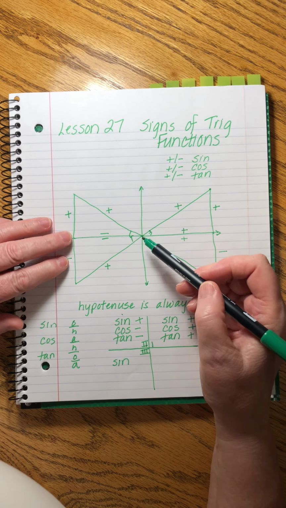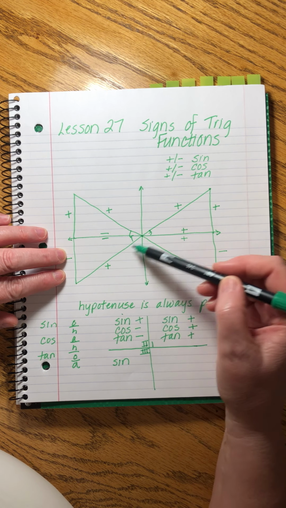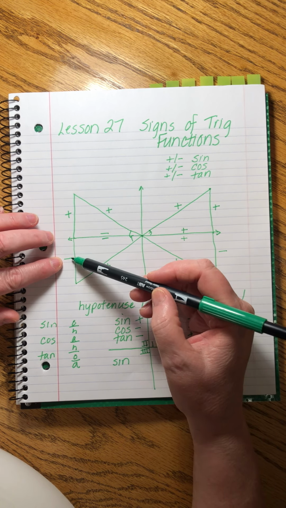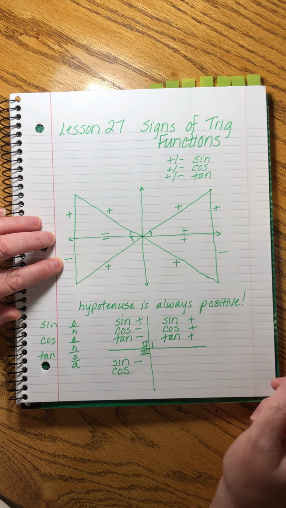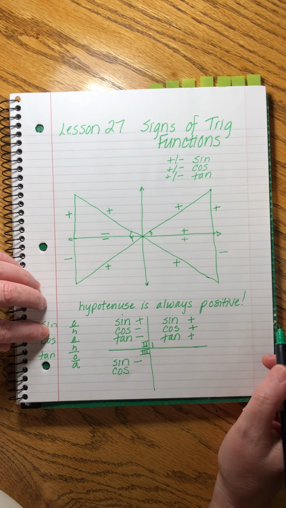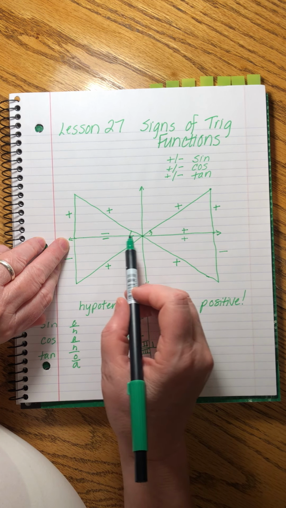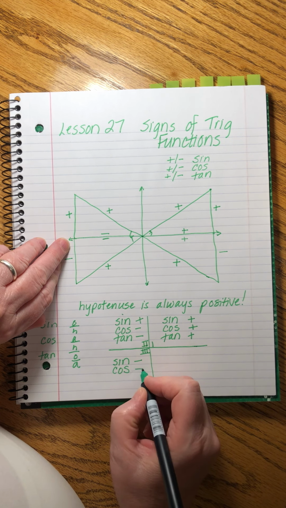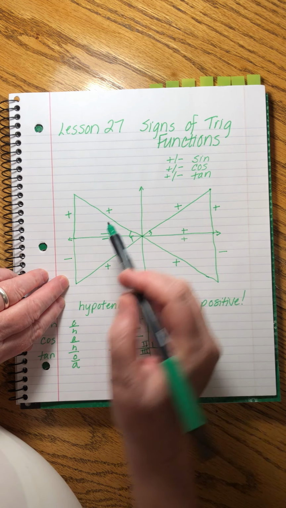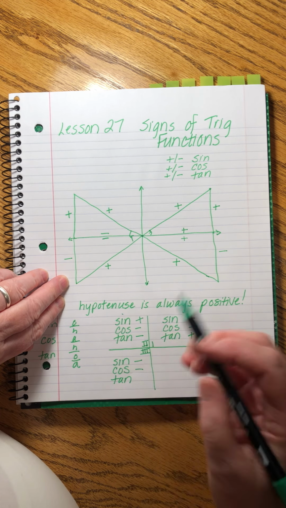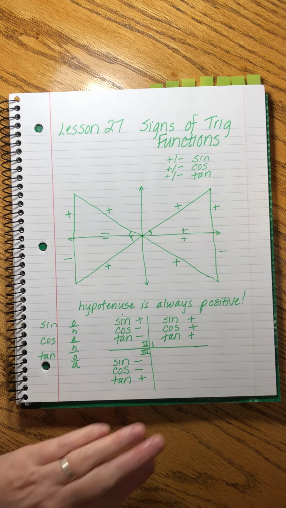Sine is opposite over hypotenuse, and the hypotenuse is always positive. So that means sine is going to be negative. Cosine is adjacent over hypotenuse. The adjacent side is negative, the hypotenuse is positive, so that's minus. And then tangent is opposite over adjacent. That's two negatives, so those are going to come together to make a positive. All right, one more to go.